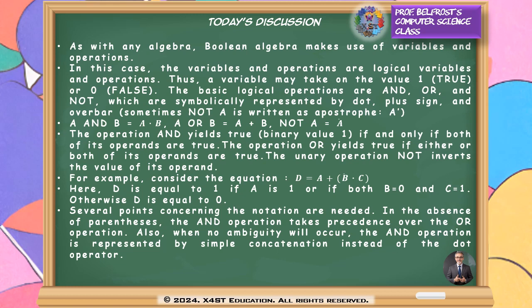You have understood, right? Okay, good point. So several points concerning the notation. In the absence of parentheses, the AND operation takes precedence over the OR operation. It is the same as in mathematics, okay, as in general algebra. If you have multiplication and you have division, it will be run first, before subtraction and addition, which will be run later.